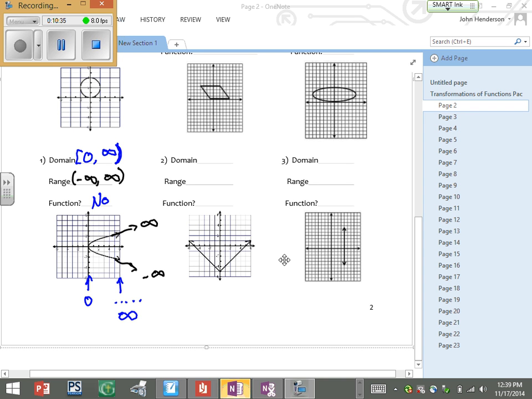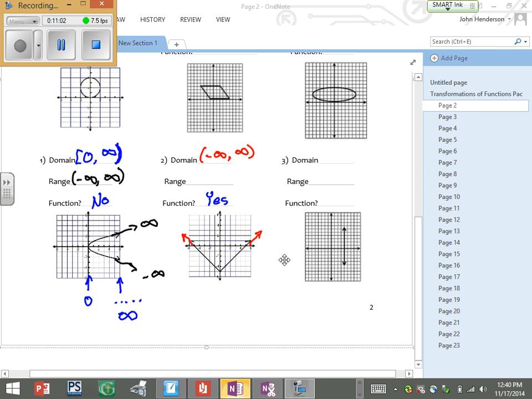All right, I guess this would be number 8 on the page, but it's listed as number 2 here. Vertical lines, really, I can try all sorts of vertical lines. None of them are going to touch this graph twice. So this is a function. Yes, it passes the vertical line test. The domain, we can see it's going to keep going this way forever to the left and forever to the right. So we're going from negative infinity to positive infinity.